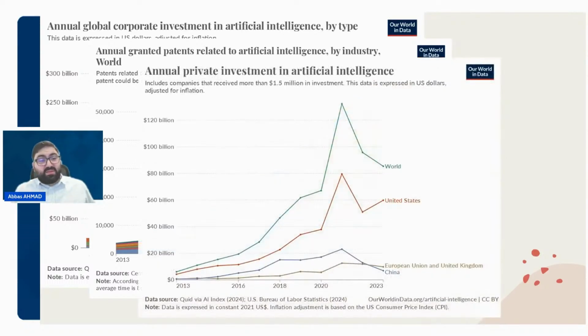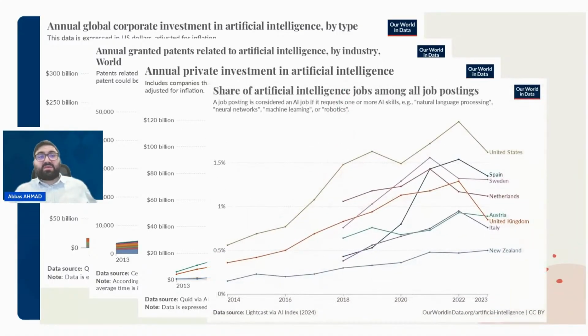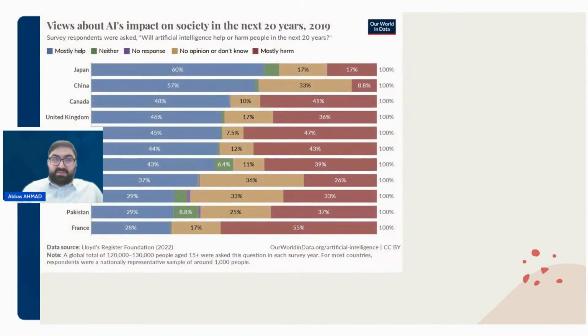Also, the private investment. So we have more and more companies investing in artificial intelligence, and this investment reflects on the positions, the jobs that are in the market today offered for artificial intelligence. We have a surge in artificial intelligence jobs in the current market today. Of course, this surge or this demand for artificial intelligence is changing the perception that we have.